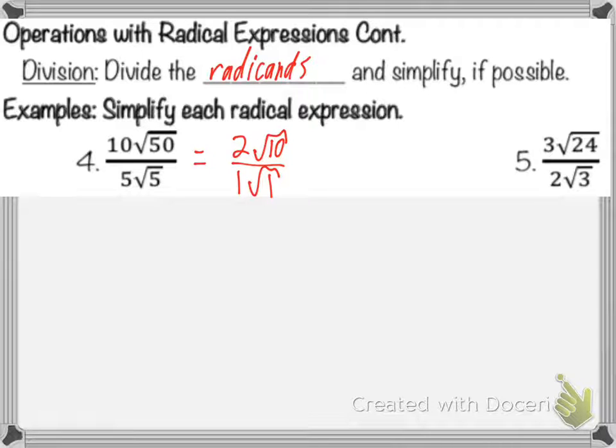But at the end of the day, what is the square root of 1? Well, it's 1. So that makes our bottom 1 times 1, which is just 1. So we don't even need the bottom there. So truthfully, our answer is actually just 2 times the square root of 10. And we'd want to check to see if we can simplify, but we can't simplify anymore.